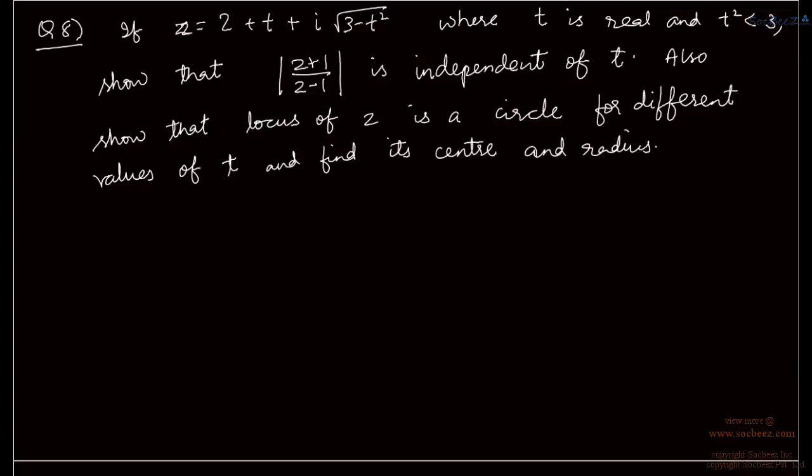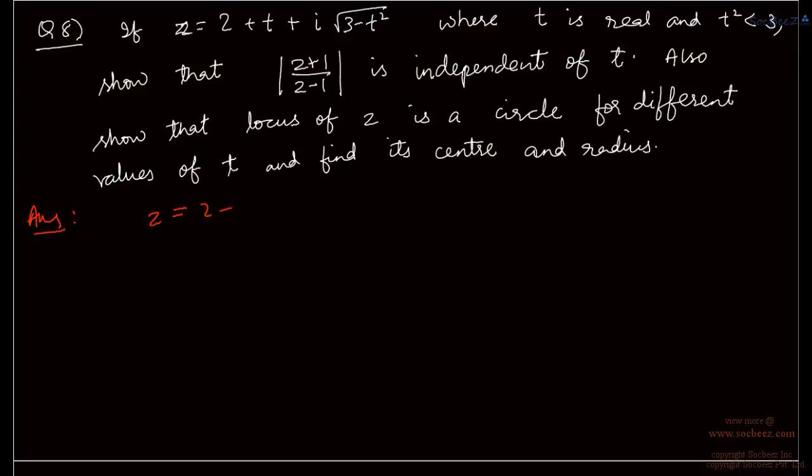The next one. If z is equal to 2 plus t plus i times root of 3 minus t squared, where t is real and t squared is less than 3, show that mod of z plus 1 by z minus 1 is independent of t. Also show that locus of z is a circle for different values of t and find its center and radius. Okay.